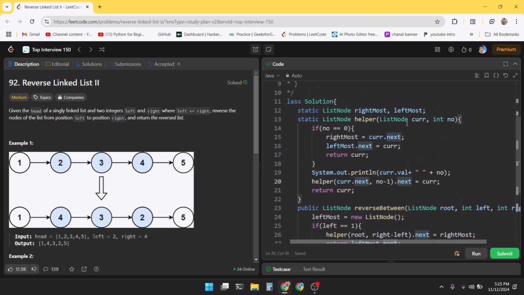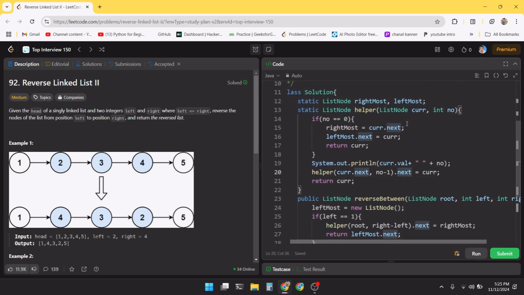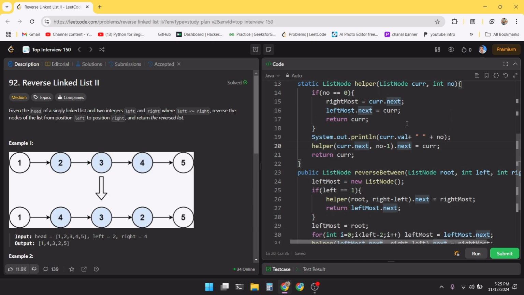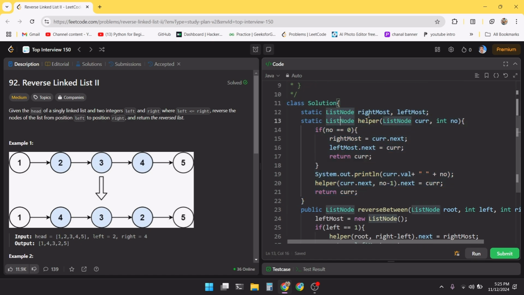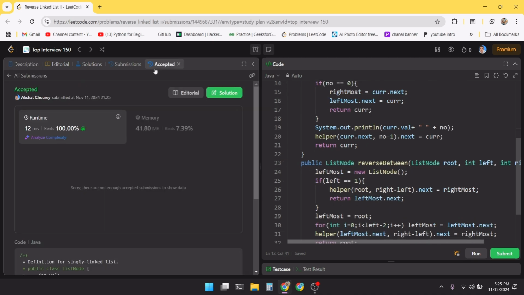So this is the solution, and this solution is actually a little big. There is a possibility of a smaller solution, which I have seen after submitting. But still, this is a very good solution. Actually, in this solution, you have an extra helper function and two nodes, rightmost and leftmost. So, yeah, this is the question solution, and its space and time complexity.